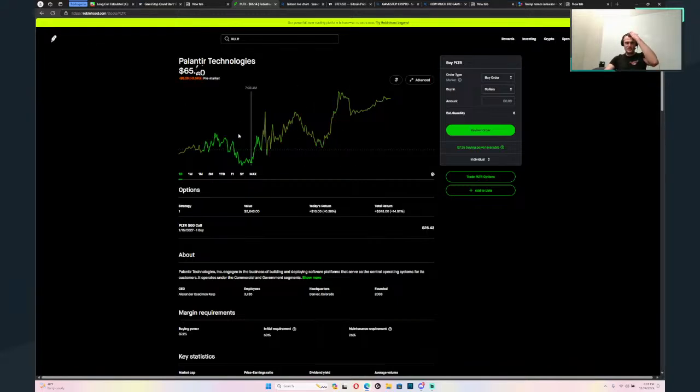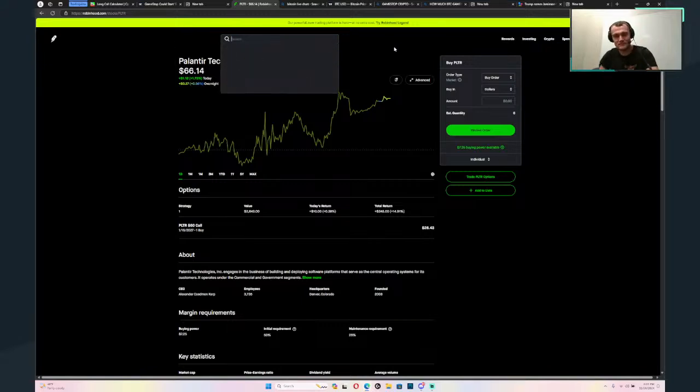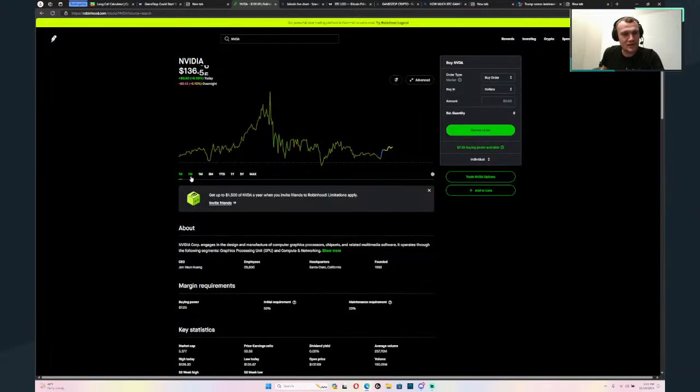So thought I'd bring up Palantir briefly just to at least mention its increase in the last week, compared to Nvidia, because Nvidia's tracking behind a little bit.